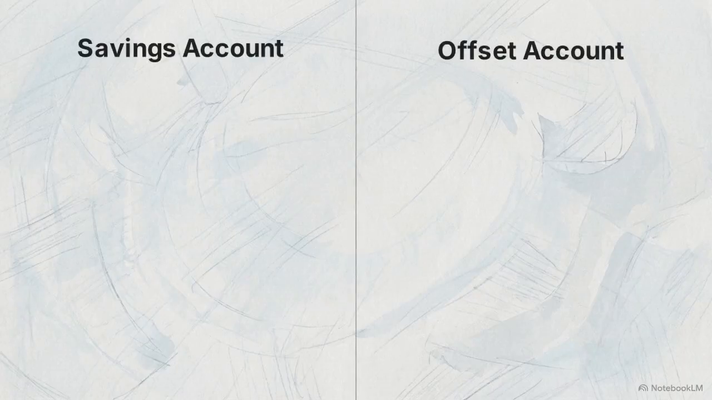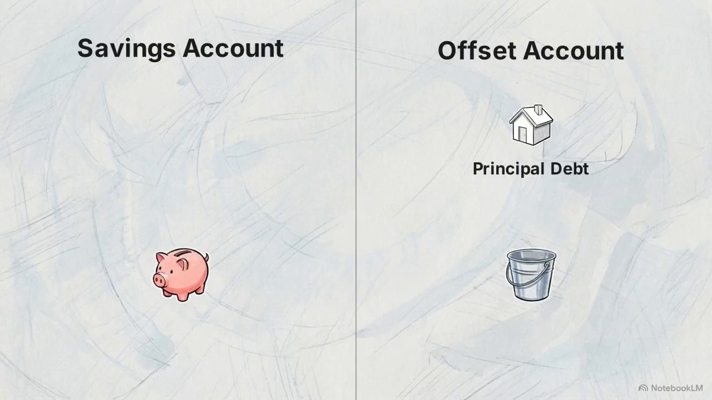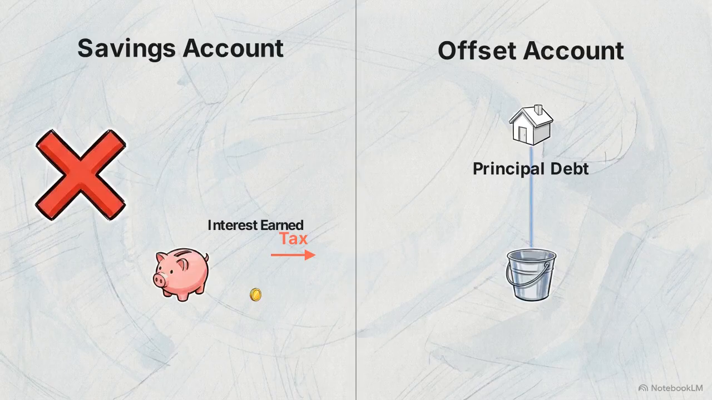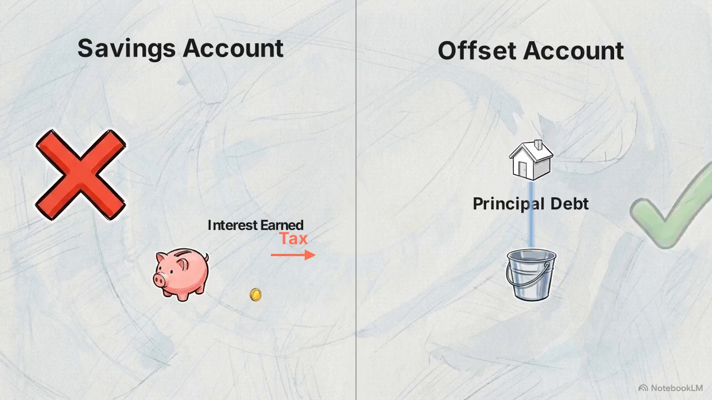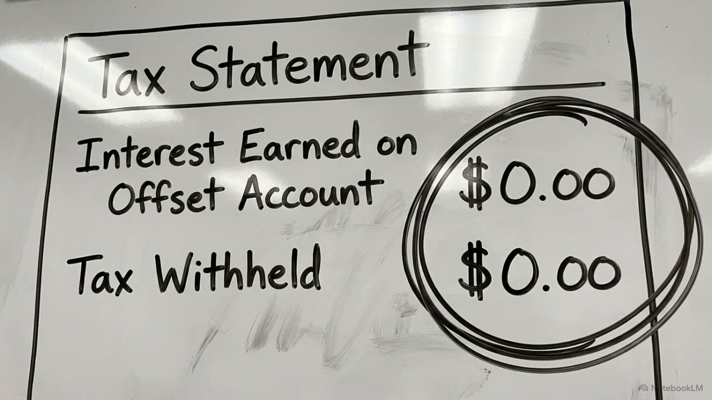This split-screen diagram shows exactly why account types matter. On the left is a standard savings account, which earns interest that you have to pay taxes on. On the right is a true offset account. It does not earn interest. Instead, the balance directly reduces your principal debt, providing a tax-free financial benefit. Establishing this correct account structure prevents tax leakage. It ensures every dollar you hold works at maximum efficiency to lower your debt.